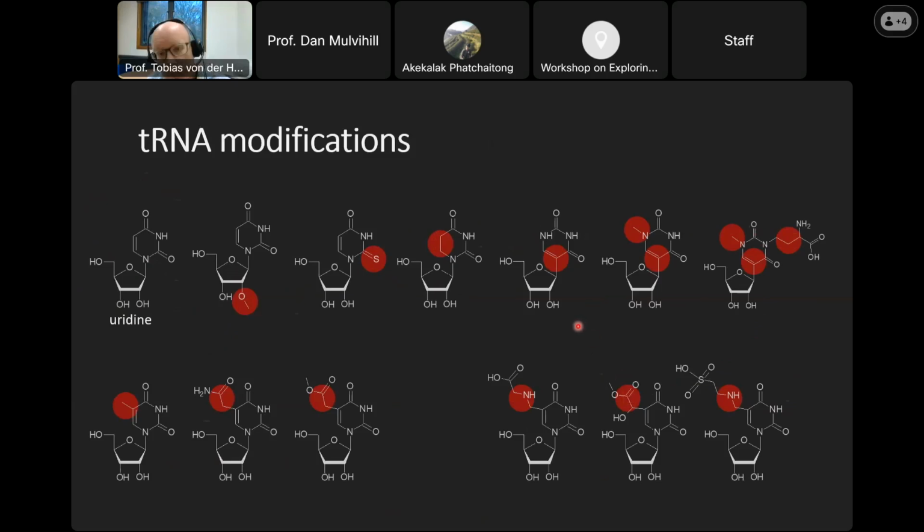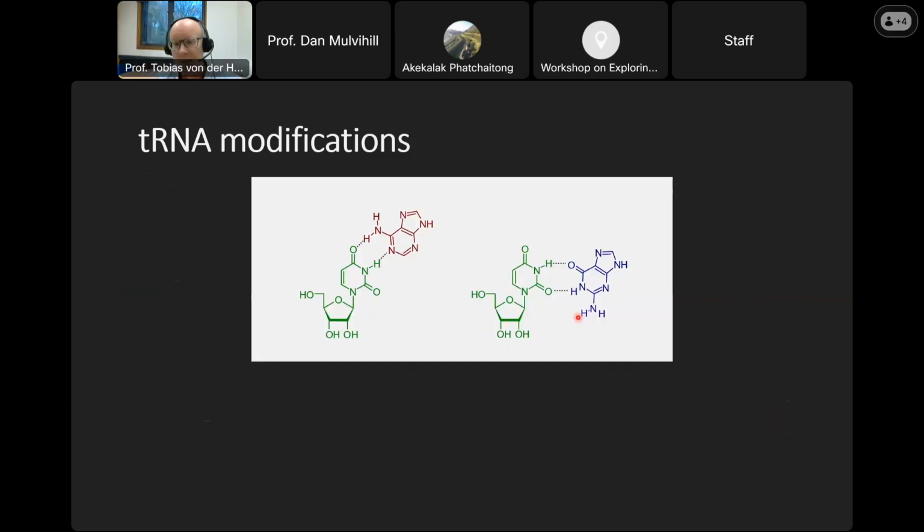The reason why tRNAs contain so many modifications is because these modifications help the ribosome distinguish correct and incorrect base pairing patterns between the codon and anticodon. So I've illustrated the effect of one tRNA modification in detail here. This is again a uridine nucleoside, this is an adenine base, and so you can see the standard Watson-Crick base pair forming here, the standard hydrogen bonding pattern for a Watson-Crick base pair.